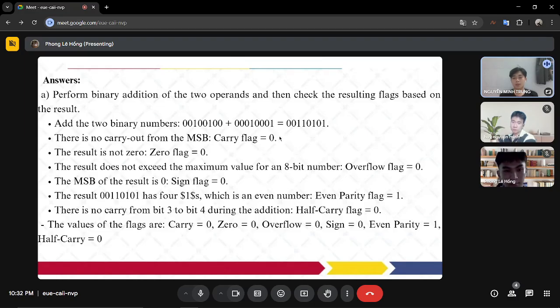The MSB of the result is 0, so sign flag is 0. The result has an even number of ones, so even parity flag is 1. There is no carry from bit 3 to bit 4 during the addition, so half carry flag is 0. The values of the flags are: carry 0, zero 0, overflow 0, sign 0, even parity 1, half carry 0.